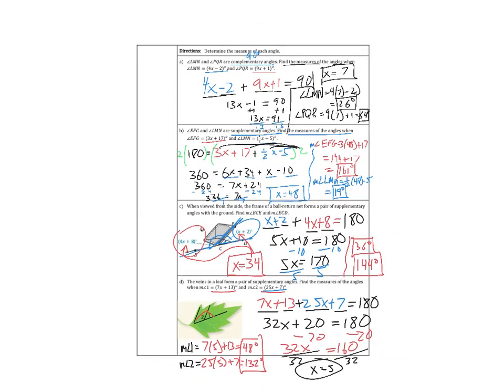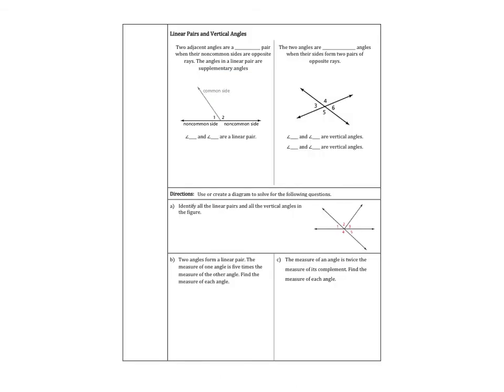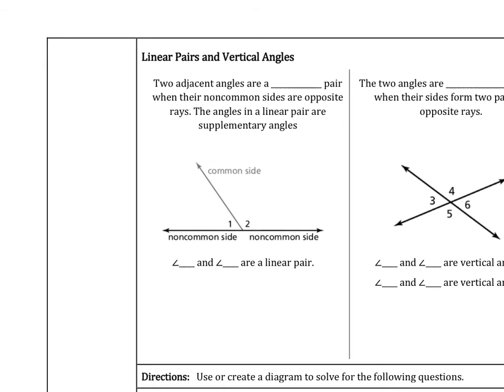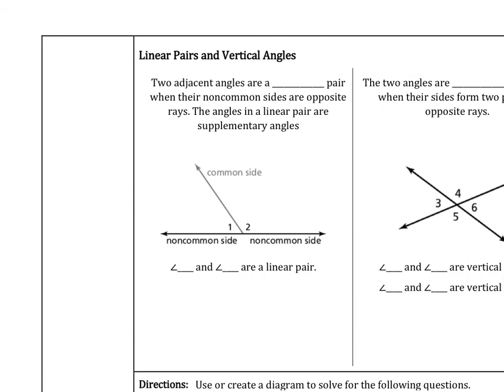So that's how we write equations once we know they are supplementary or complementary, and then we do our algebra to solve it. So one more type of angle pair here. We've got linear pairs.